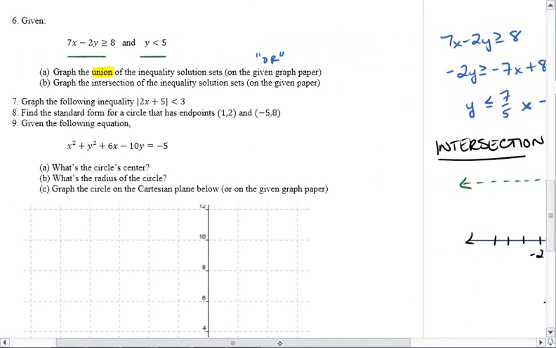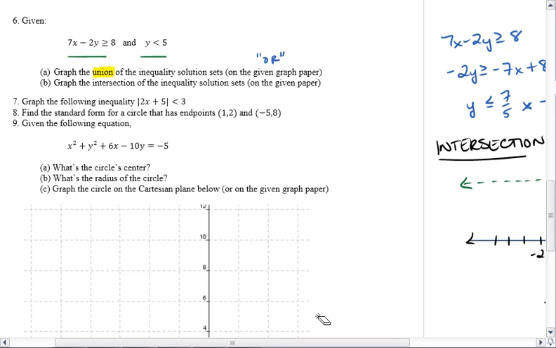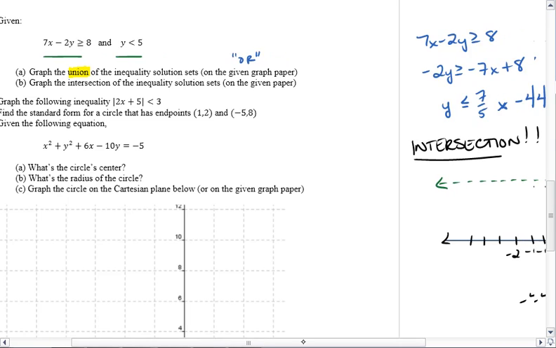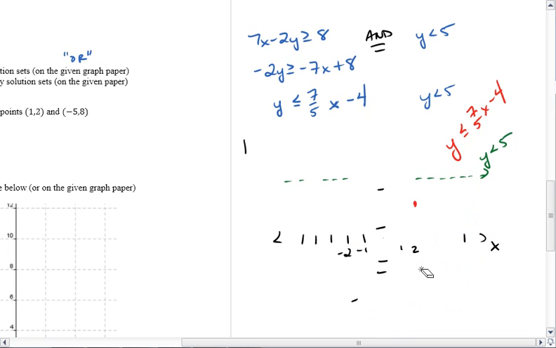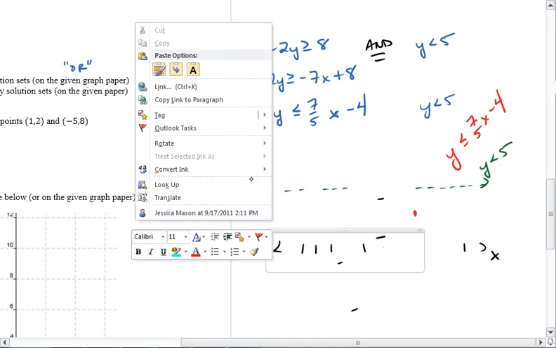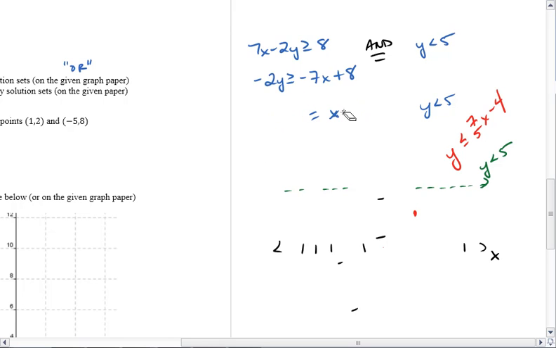Okay. Next, we want to graph the following inequality: the absolute value of 2x plus 5 is less than 3. So let's come over here. We'll erase what we have. Assuming my computer wants to work with me. There we go.